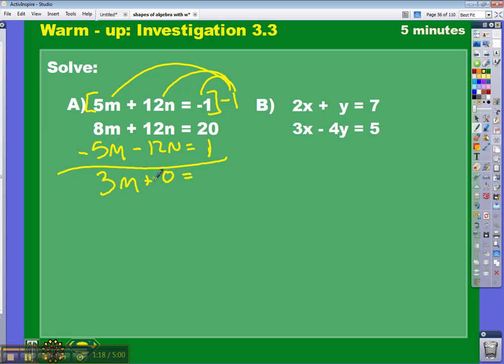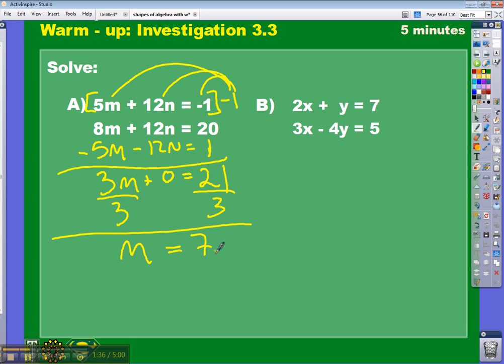So, 20 plus 1 is 21. So I have 3m is equal to 21. What do I do to both sides? Divide by 3, divide by 3. So I get m is equal to 7.